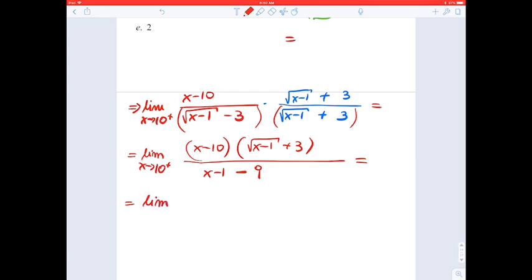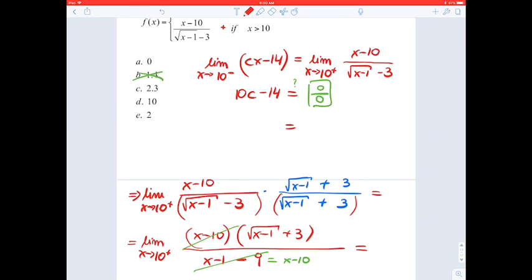Let me simplify this. That means this is x minus 10 and this is x minus 10. That means that's my 0, it's gone. And now I can use the direct substitution. I only have the square root of x minus 1, which is 10 minus 1, plus 3. Square root of 9 is 3, 3 plus 3 is 6. Okay, that means I can erase this, it's not 0, the limit is 6.